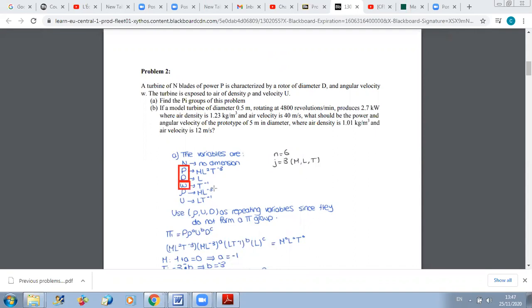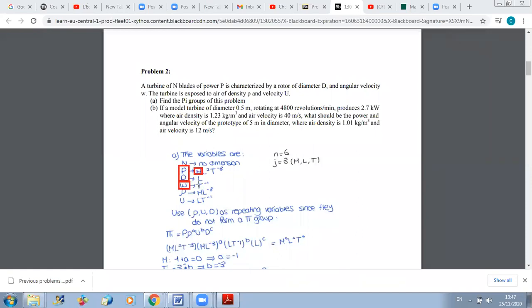Yes, you can take them, but because look, P is the only one containing M. And if you combine it with D and omega, it's not straightforward because look, you have T and omega and P. But if you try to form a group between P, D, and omega, you will not be able to do it. So yes, you can take P, D, and omega. But the other one is more straightforward because omega contains T if you want.